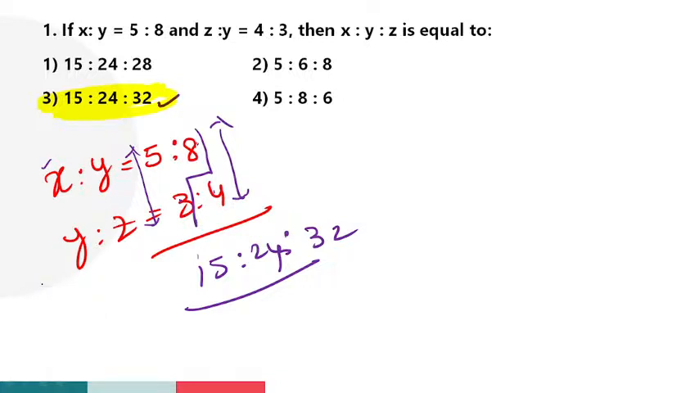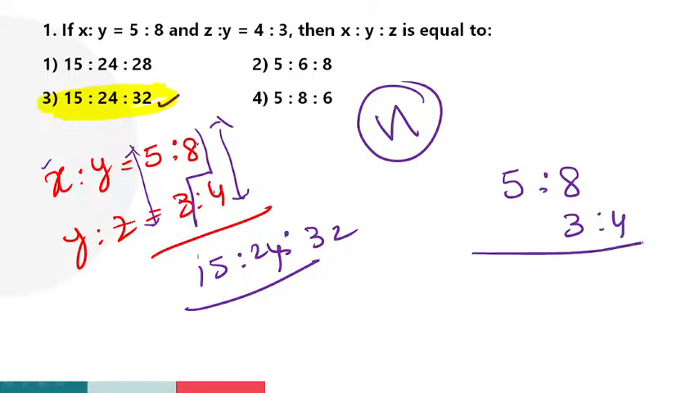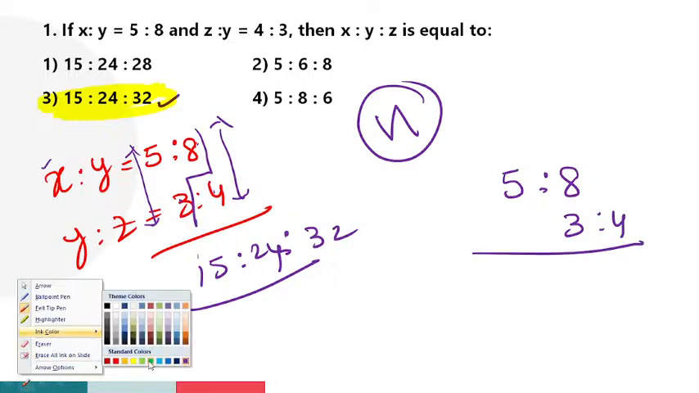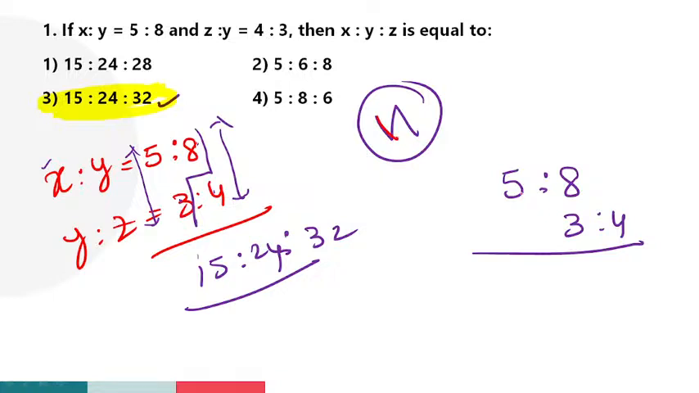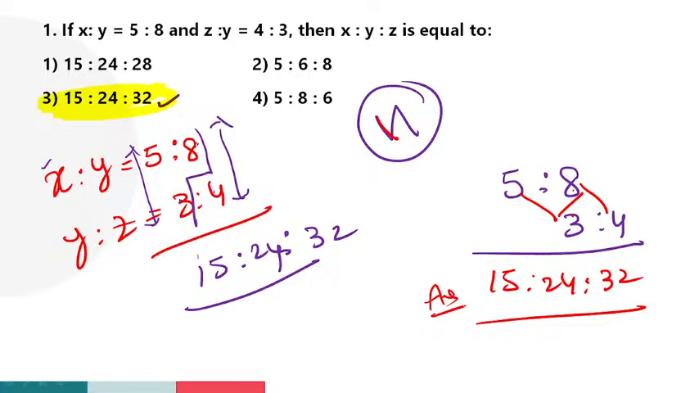Any doubts regarding this problem, guys? First problem. Otherwise, you can solve it this way too. Just remember this symbol, guys. Here, the given information: x is to y, 5 is to 8. Leave a gap. And next, 3 is to 4. So first line, 3 5s are 15. Next, second line, 8 3s are 24. Next, third line, 8 4s are 32. Then the answer is 15 is to 24 is to 32. You can solve it this way also, no problem. Any doubts regarding the first problem, guys?